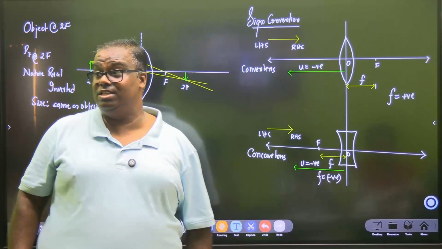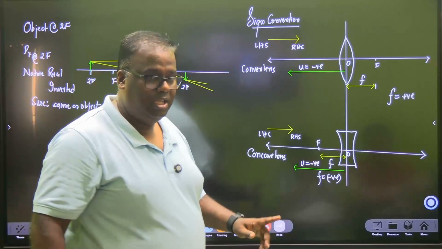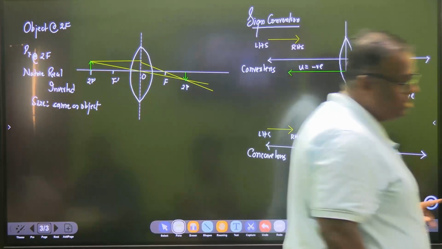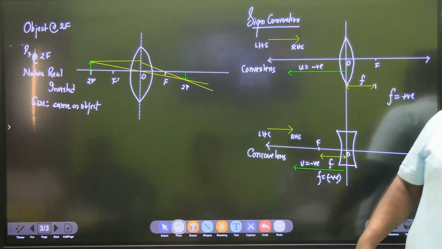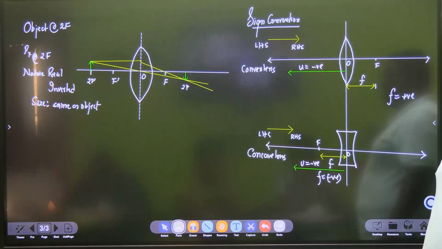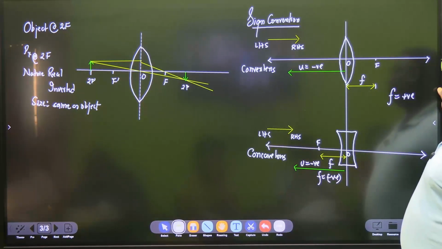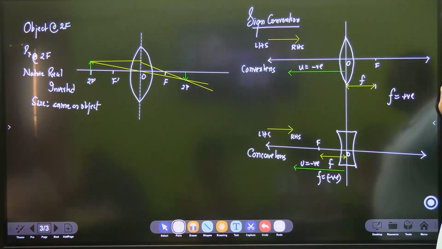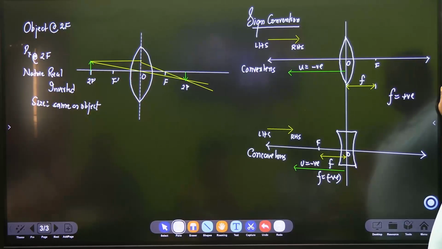You do not take it as minus u. Did you understand? If the data is given to you, suppose they say the object is placed at 15 centimeter, you will take the object distance as negative 15. But if somebody says find the object distance, then you don't manipulate u, you just leave it. It will give the right answer if everything has been correct. Right?